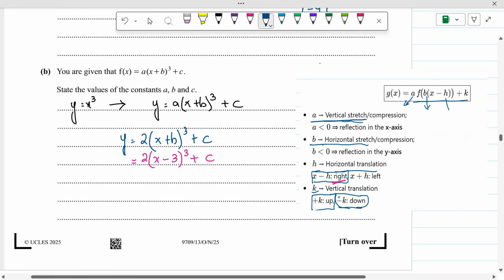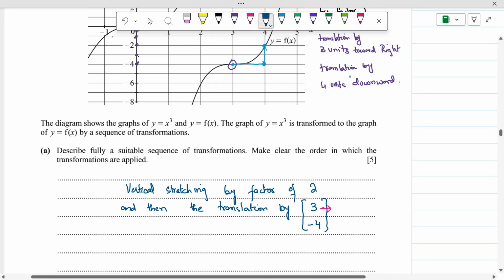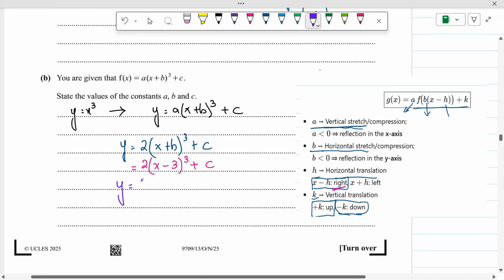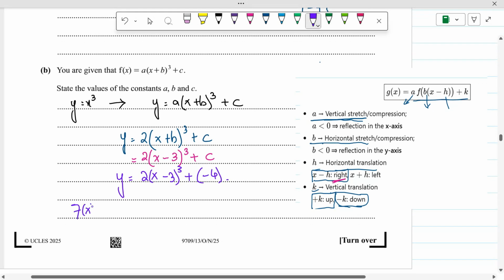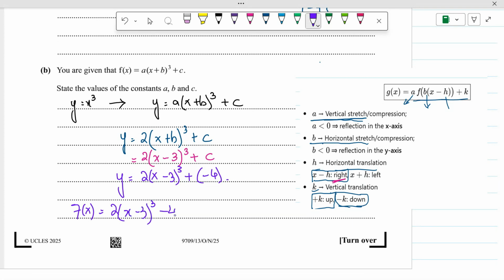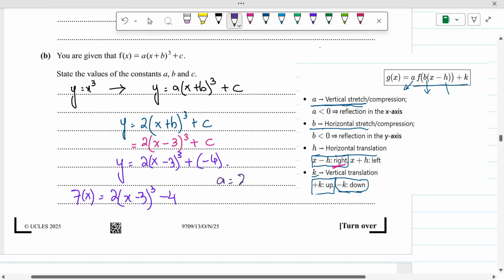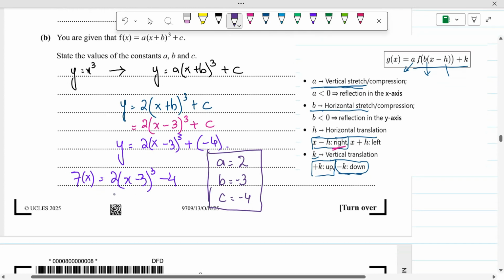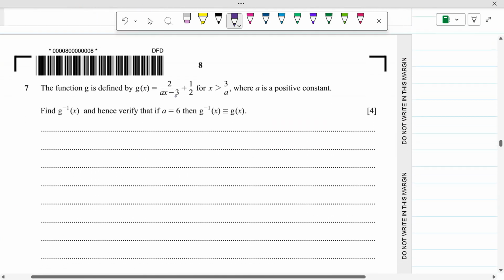Now k is the vertical translation and negative k is for downward, and we know this translation is by 4 units downward, so we can write y is equal to 2 times x minus 3 cube plus negative 4. f of x is equal to 2 times x minus 3 cube minus 4. And a in this case is 2, b is negative 3, and c is negative 4. These are the constants. Let's move to question number 7.